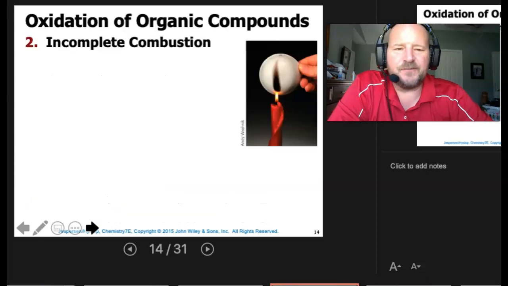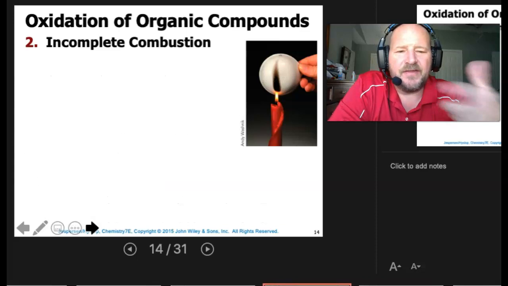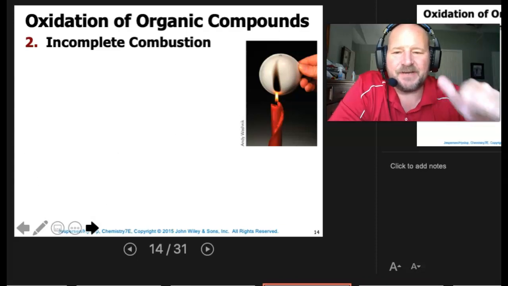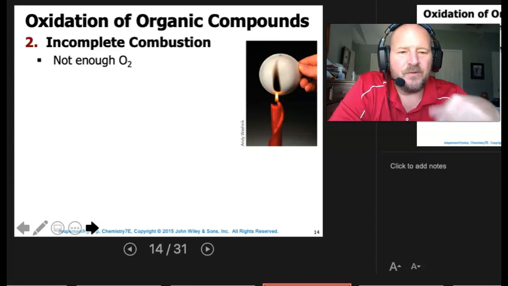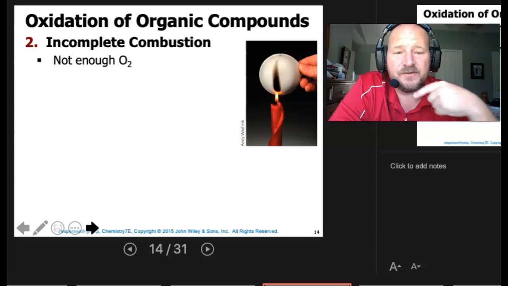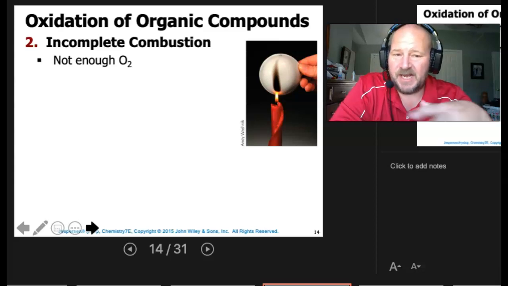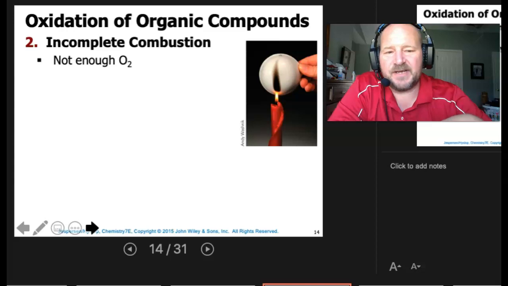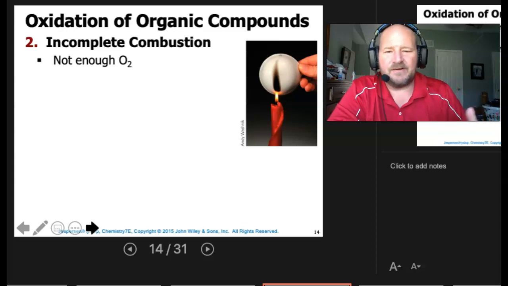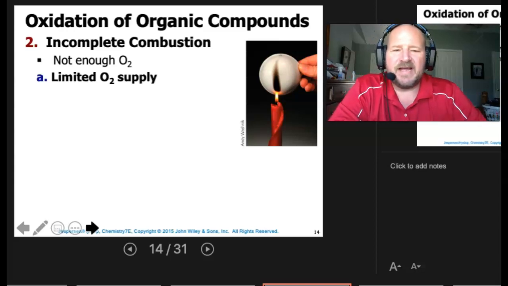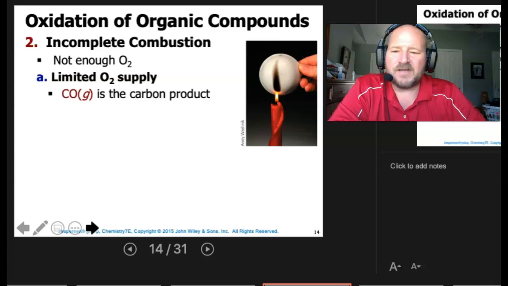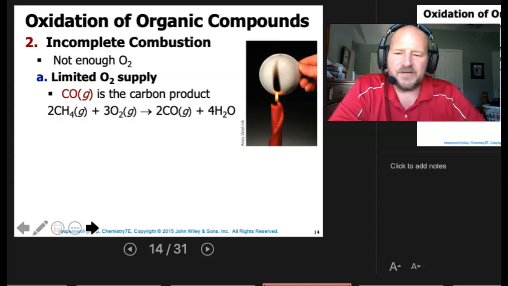All right, so oxidation of organic compounds then. Another possibility would be incomplete combustion, and so here we don't have enough O2. So in complete combustion, we have plenty of O2, and in incomplete combustion, we've pulled back on some of the O2. We've limited that supply, and now one of our products is going to be carbon monoxide. So whenever we have complete combustion, we have CO2 and water. Whenever we have incomplete combustion, we're getting CO and water.